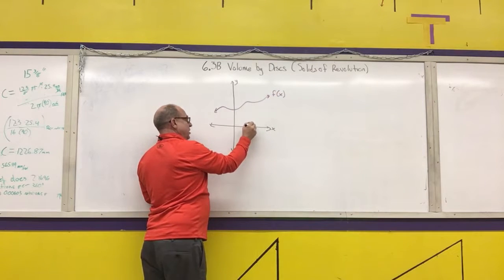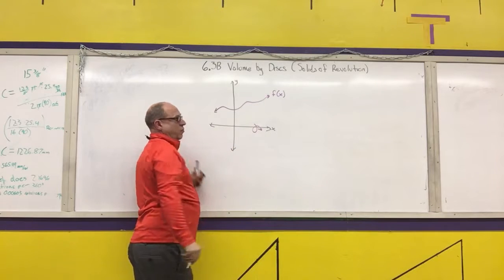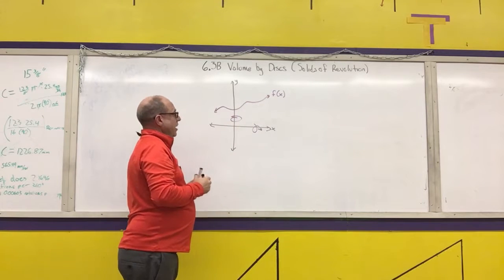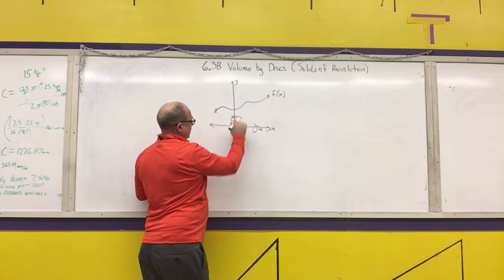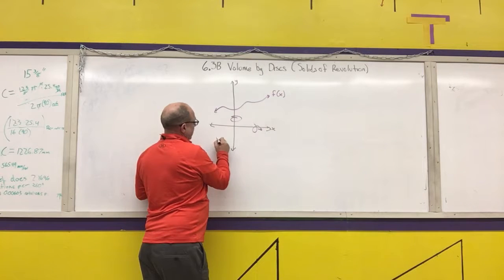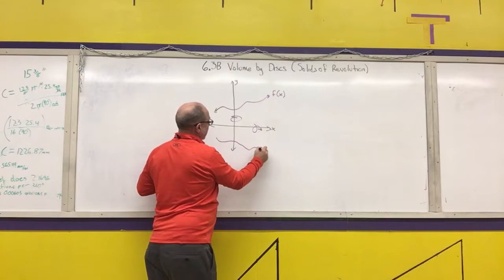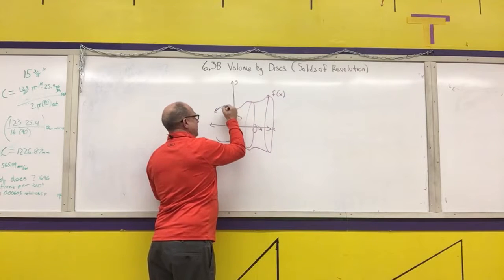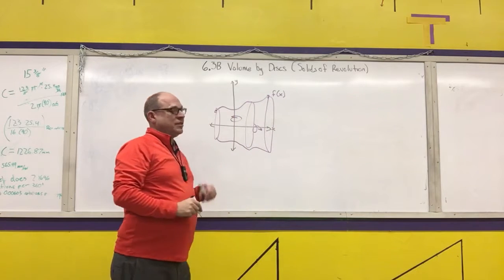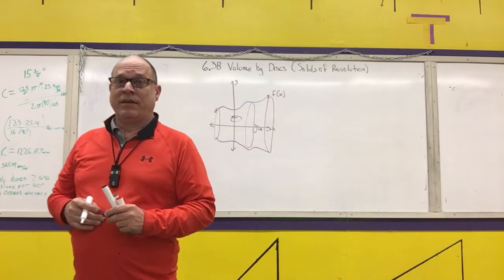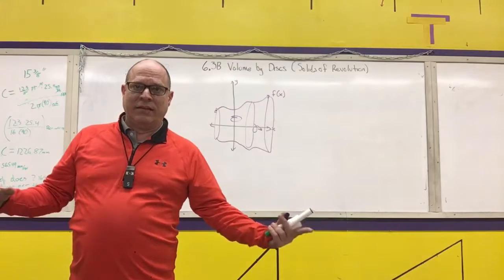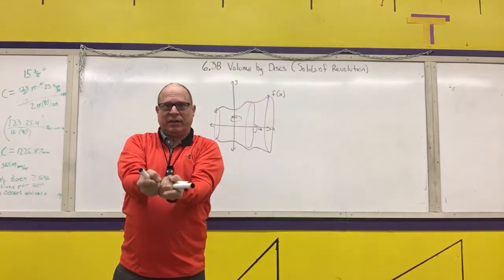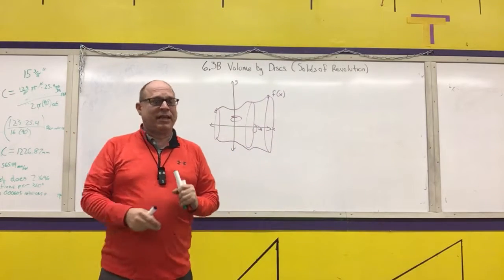and I am going to take that function and either revolve it around a horizontal line or revolve it around a vertical line. In the first case, I'm going to revolve it around the horizontal line. And if I revolve it all the way around, what I end up with is a whole bunch of circles. And those circles, because they are solid, we call those disks. A circle is just all the points on the outer edge. A disk is all the points plus all the points on the inside.